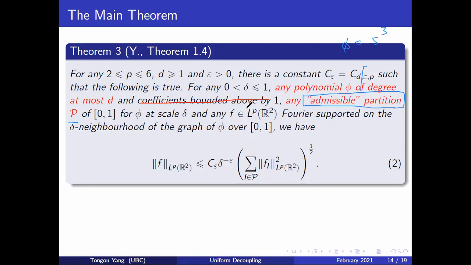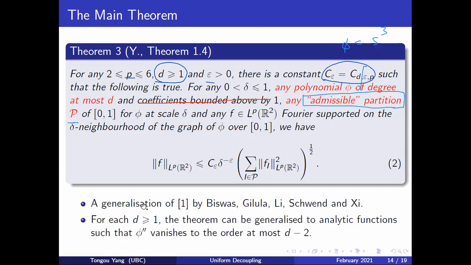So what is special about this theorem is that this is a uniform decoupling inequality. What that means is that this C epsilon depends only on the degree of the family of polynomials and epsilon. So this C epsilon would work for any polynomial of degree at most d and any partition P, as long as it's admissible in the geometric sense we talked about just now. This generalizes a theorem of Biswas and many other authors.